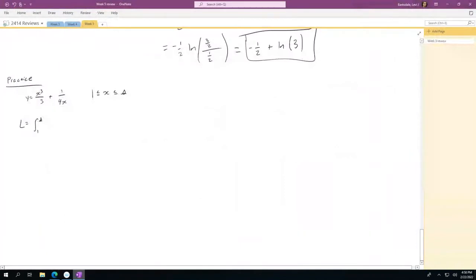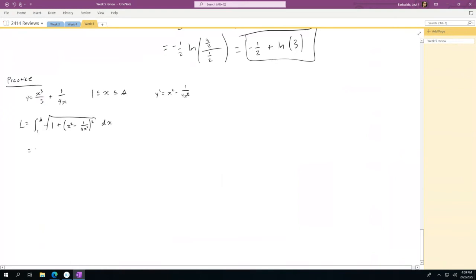Let's go over this one. So first off, we need to find our derivative. In this case, it's pretty simple. The derivative of x cubed over 3 is just x squared. And then the derivative of 1 over 4x is negative 1 over 4x squared. So we can just do x squared minus 1 over 4x squared. And here we have the square root of 1 plus x squared minus 1 over 4x squared, all squared.